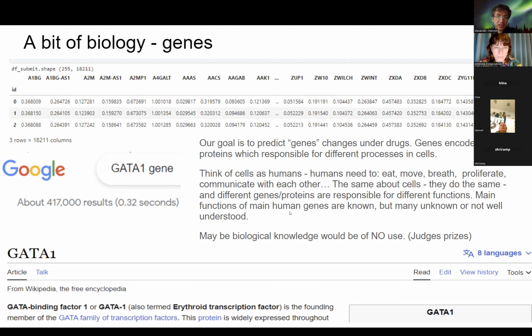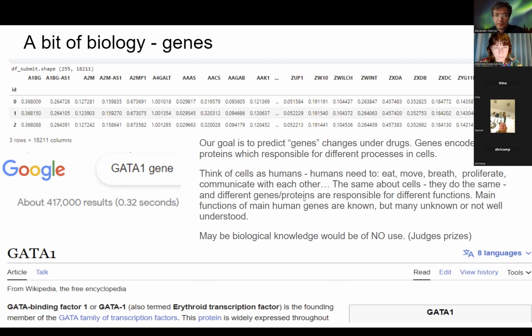Many of these functions are known to science. The problem is that one gene can actually do several things, and this is already less known. So I think it's an interesting question: can we incorporate the biological knowledge, and how to incorporate it? It's one of the questions in the judges' prizes. I'm not very optimistic. I don't think that there is an easy way, or any way, to incorporate this biological knowledge, but it's interesting to try.